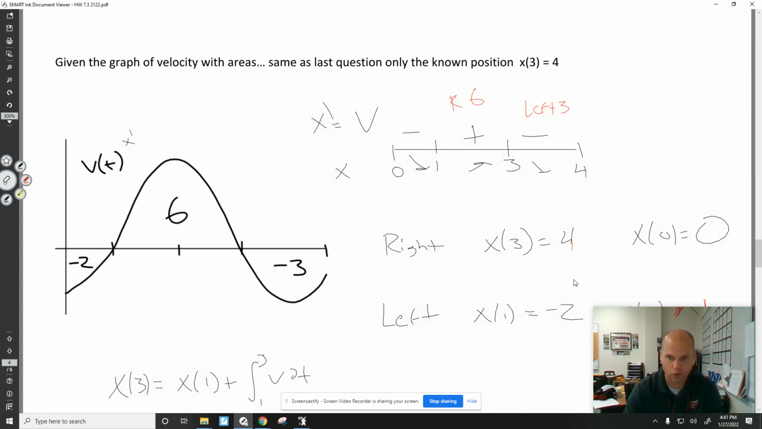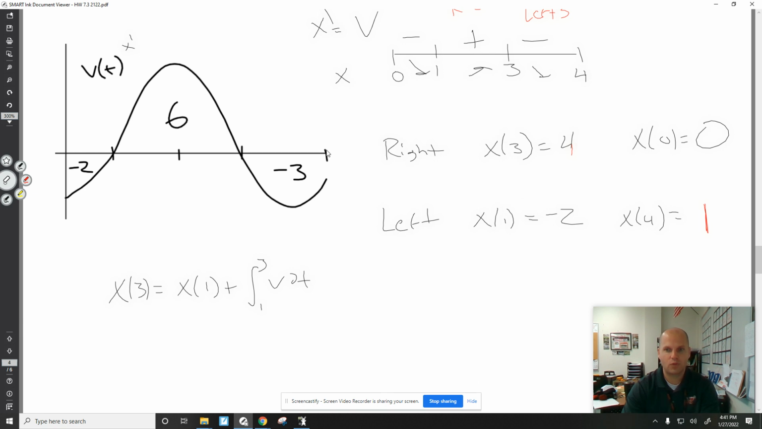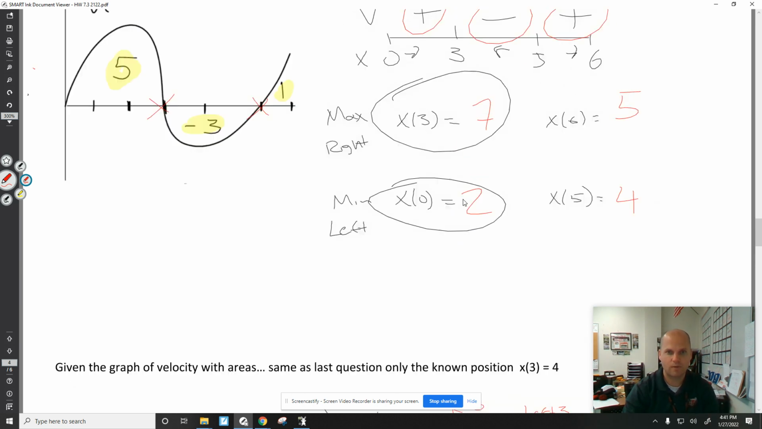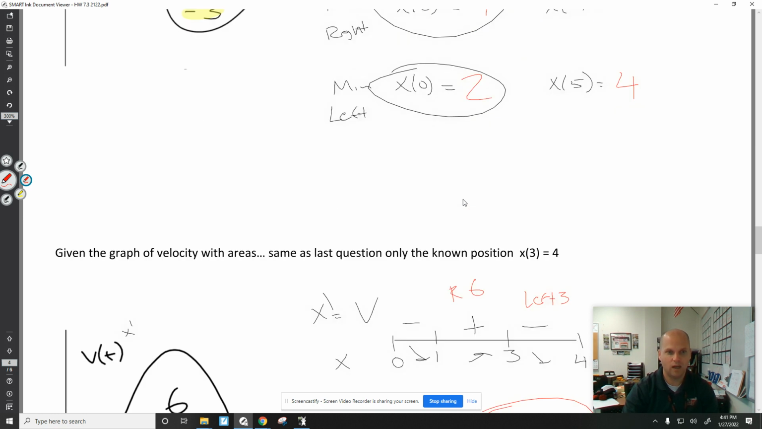X of 3 is 4. Good. I then go to the left 3. Now I'm at 1. When do I have a max or min? Here, I'm furthest right at this x of 3 equals 4. When am I furthest left? At the left endpoint, negative 2. Did it flip-flop from the last one? No.